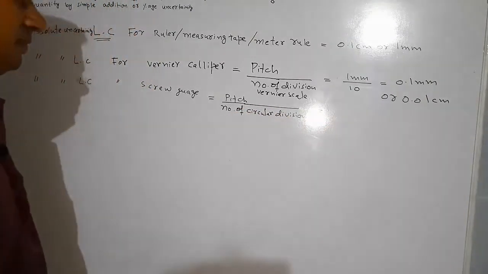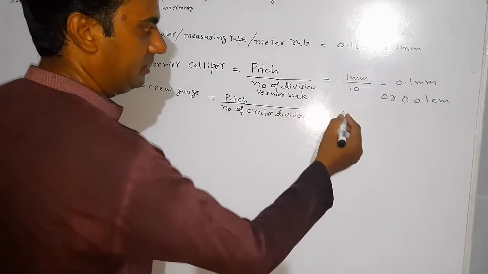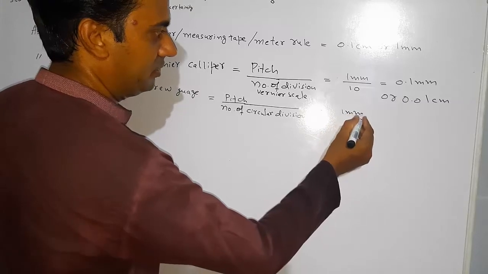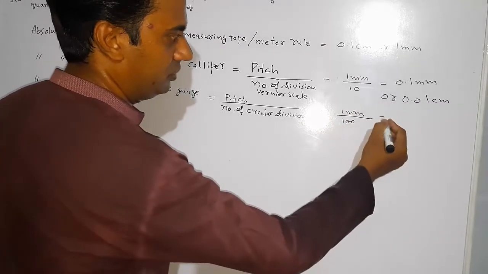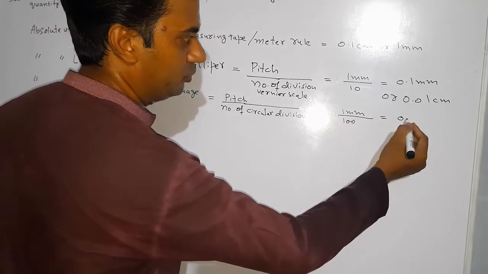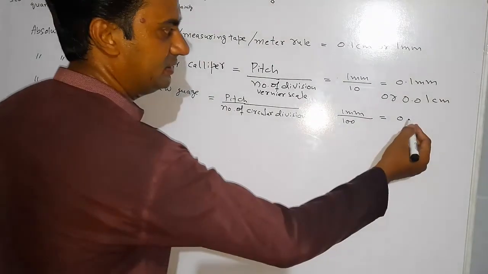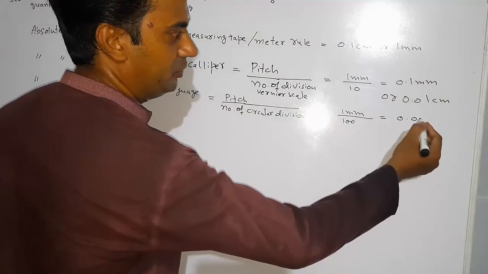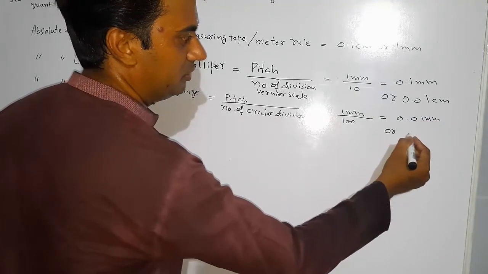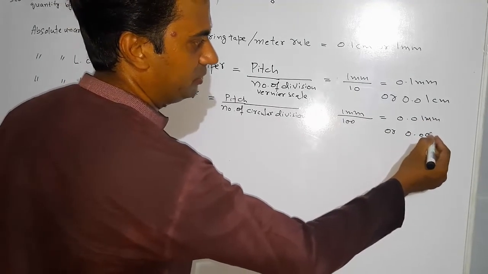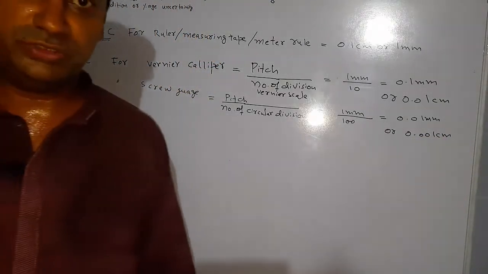Now we do have the pitch in the case of a screw gauge, that is again 1 millimeter, but there are 100 divisions in it. So we do have the least count or absolute uncertainty for the screw gauge, that is 0.01 millimeter, or we can write 0.001 centimeter. So this is the procedure to calculate the absolute uncertainty.